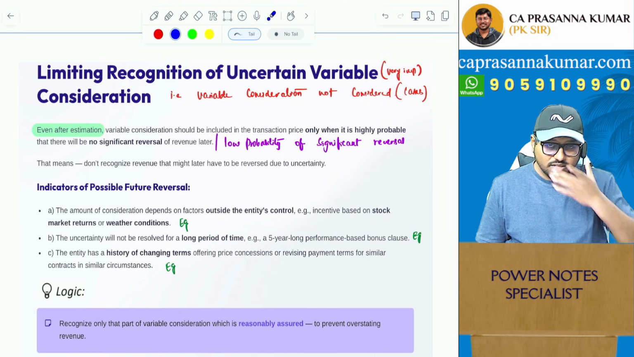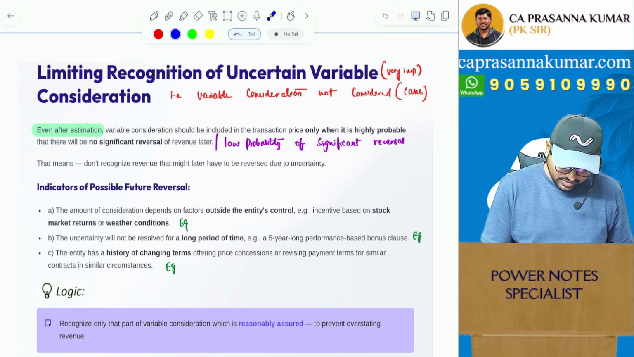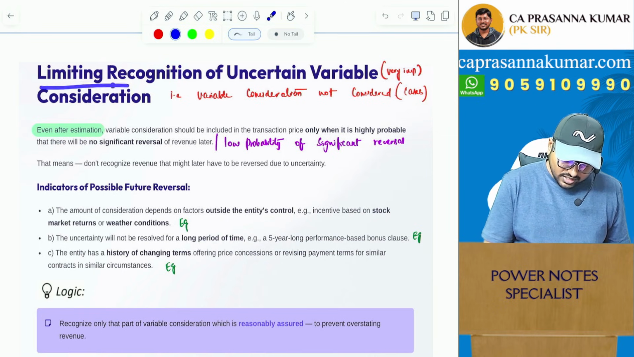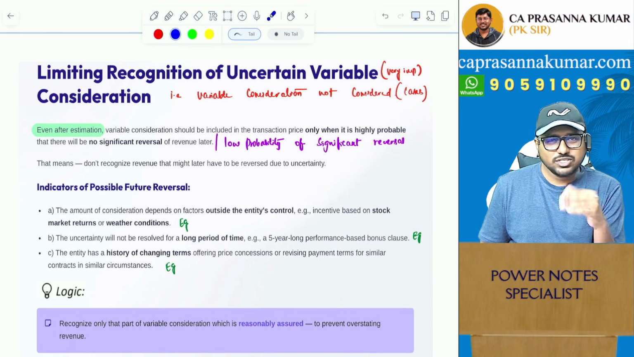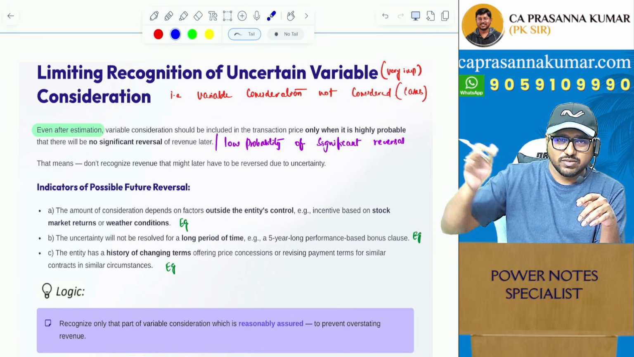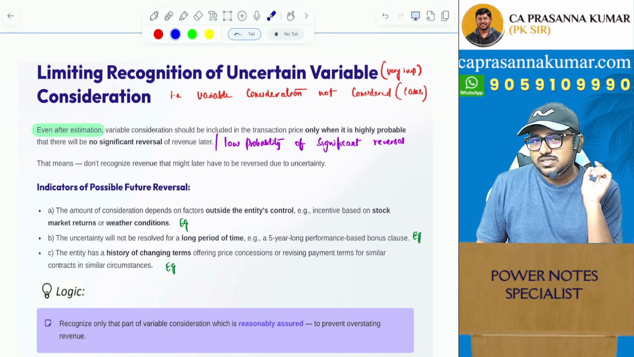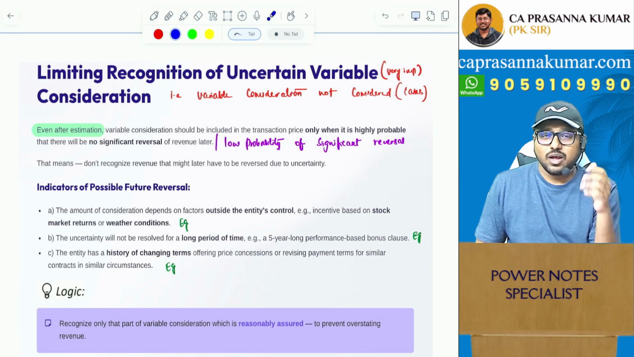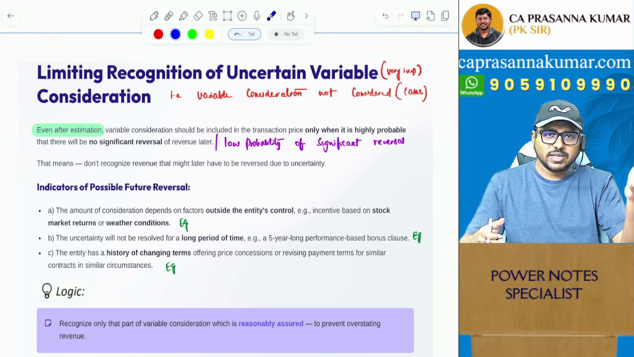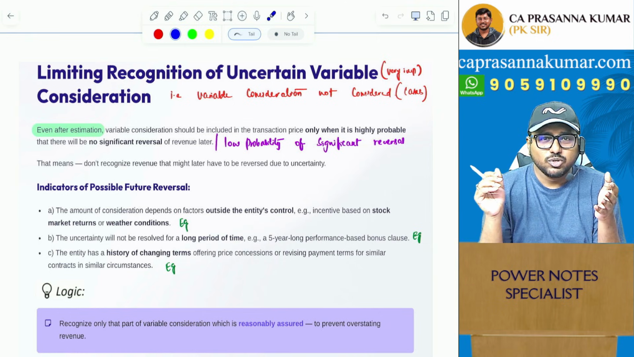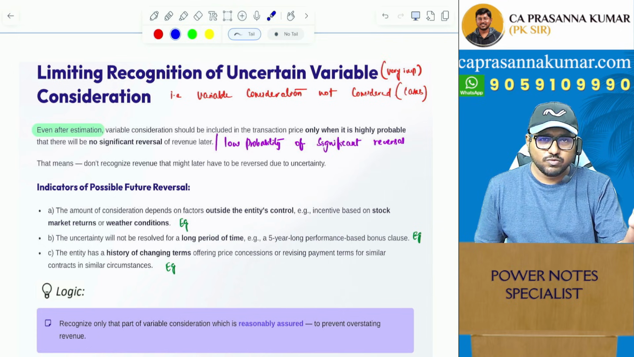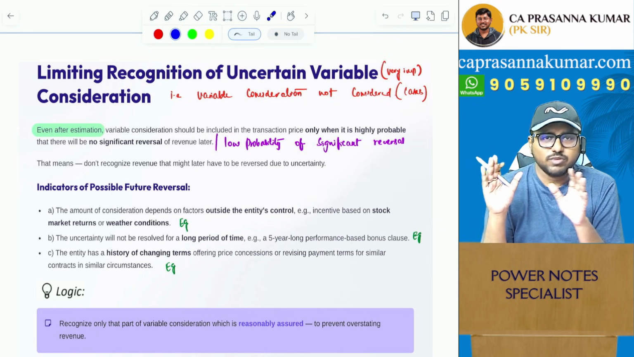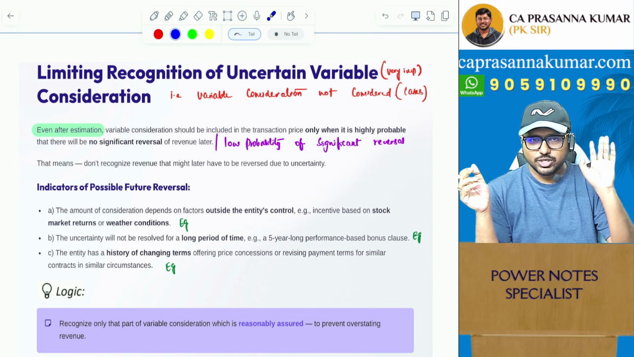Nana, look at this. This is very, very, very important. I've written here clearly: limiting recognition of uncertain variable consideration. See, already we know that variable consideration is uncertain because it depends upon future events, right? And what does Ind AS 115 say? You need to estimate it. Now, how to estimate it? There are 2 options, expected value method as well as most likely method. Depends upon how many possible outcomes. If you have multiple possible outcomes, you go for expected value method. Otherwise, you go for most likely method if the possible outcomes are only 2, either yes or no.